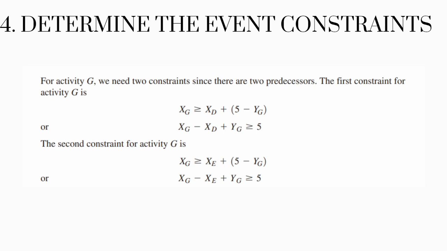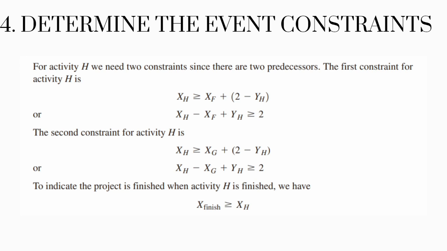So the first constraint is x sub G is greater than or equal to x sub D plus 5 minus y sub G. This would give us x sub G minus x sub D plus y sub G is greater than or equal to 5. The second constraint, which is preceded by E, is x sub G is greater than or equal to x sub E plus 5 minus y sub G. Or we can say x sub G minus x sub E plus y sub G is greater than or equal to 5.